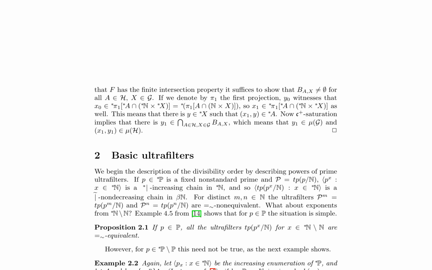In the realm of nonstandard models, ultrafilters exhibit intriguing properties and behaviors. This section delves into the intricacies of these ultrafilters, particularly focusing on the divisibility order. A key proposition is introduced, stating that if p is a prime number, all ultrafilters T_p(p^x, n), for x and n, are equivalent. However, this proposition does not hold true for p and q, as demonstrated through an example.